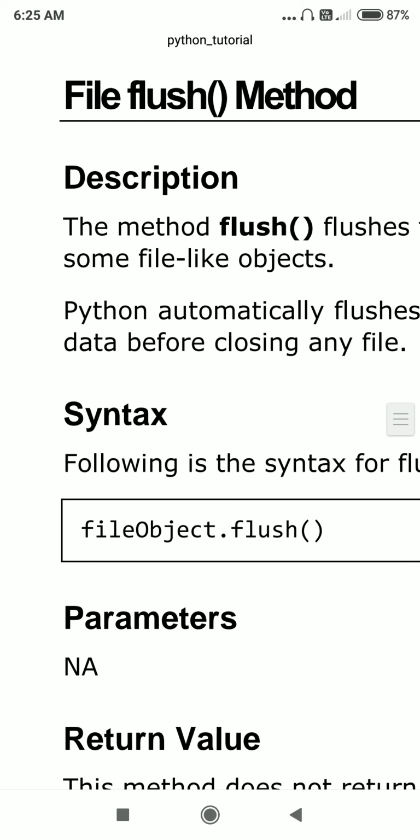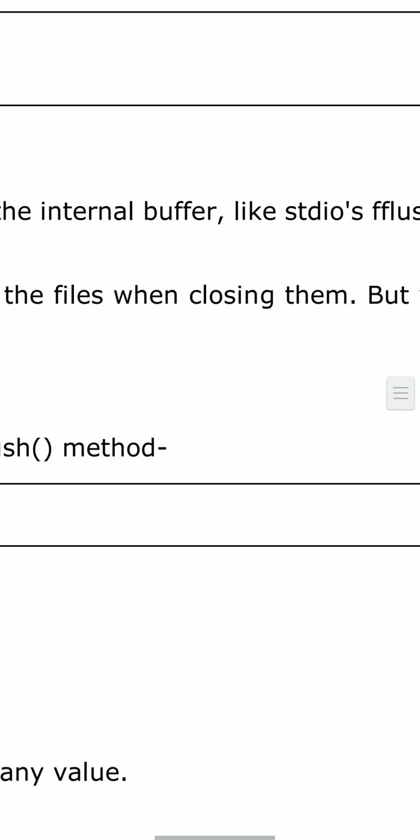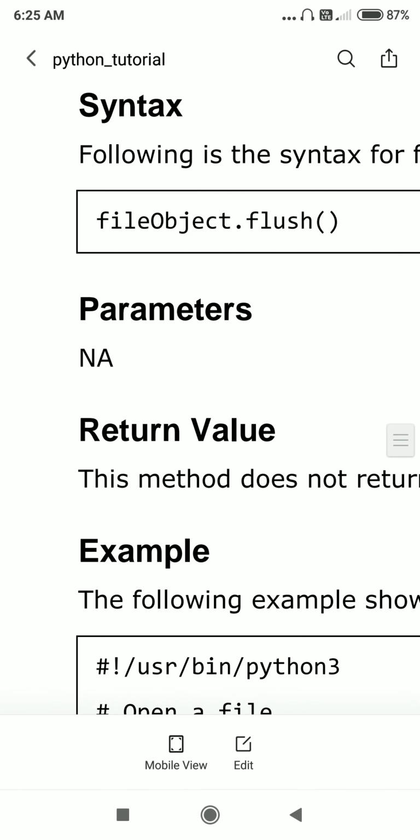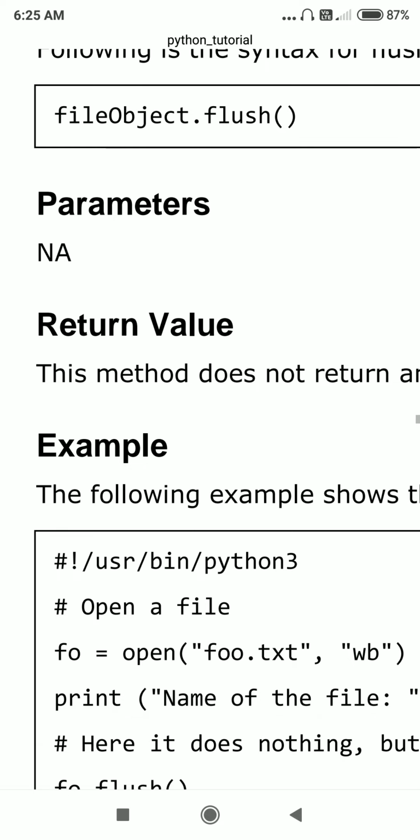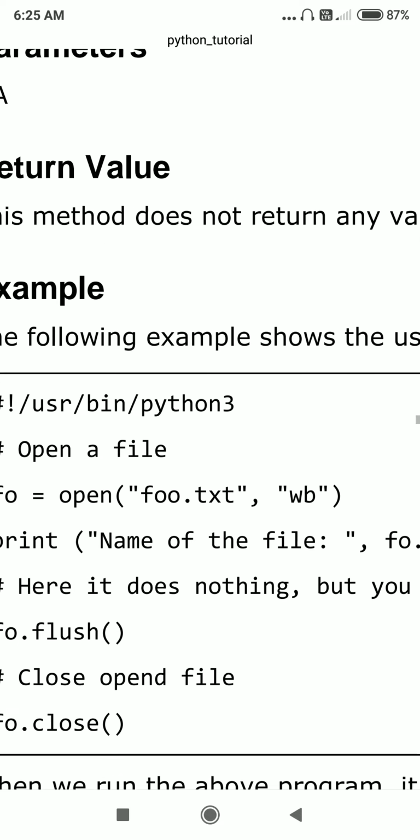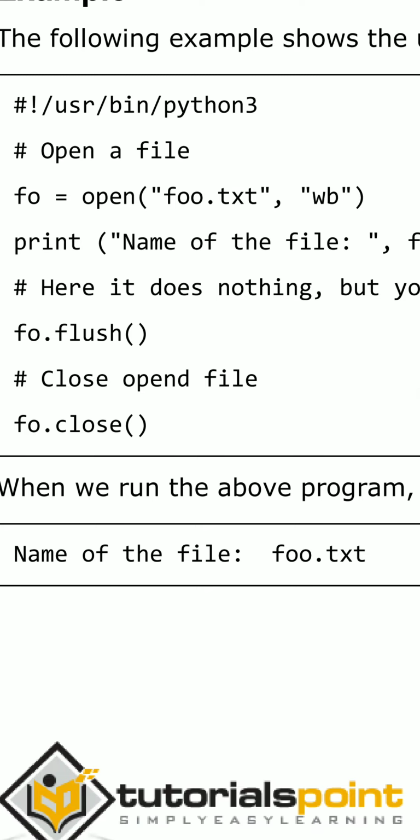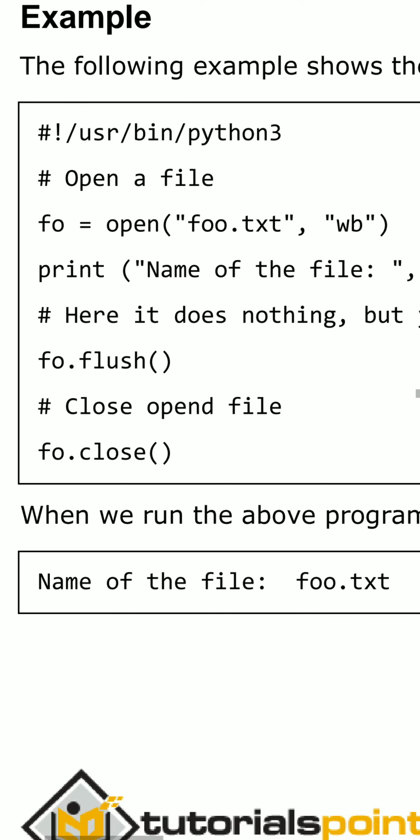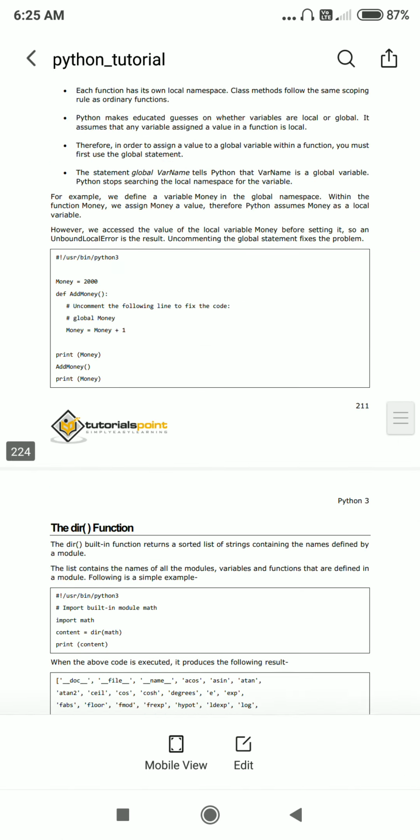The next one is the file flush method. This flush method flushes the internal buffer, like stdio flush. This may be some file-like object. The syntax of the file flush method is file object dot flush. It has no parameters. This method doesn't return any value. Consider the following program. fo is equal to open, I am opening a file in WB mode and then printing the file name onto the output screen.